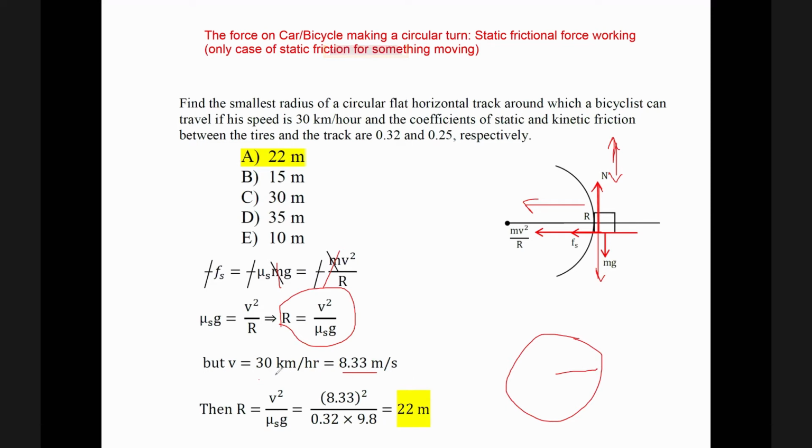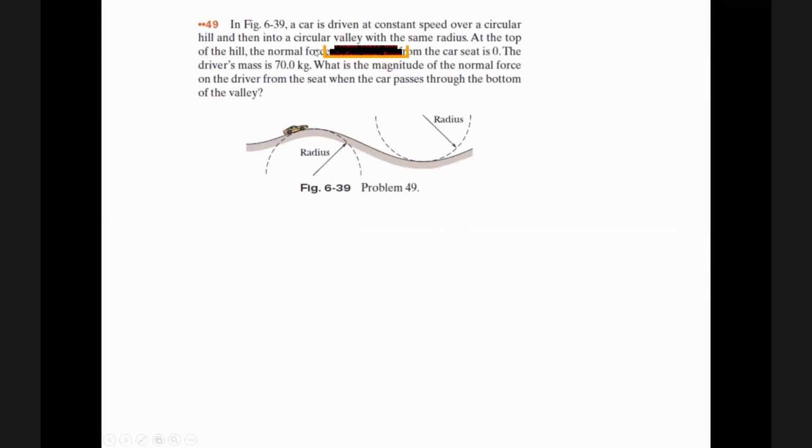With this speed, which is a high speed, 30 kilometers per hour for a bicyclist. If his speed is higher than this, he will fall. He will not be able to do horizontal circles. This is an important old exam question type. Now let's take an example in the book that I find extremely necessary.